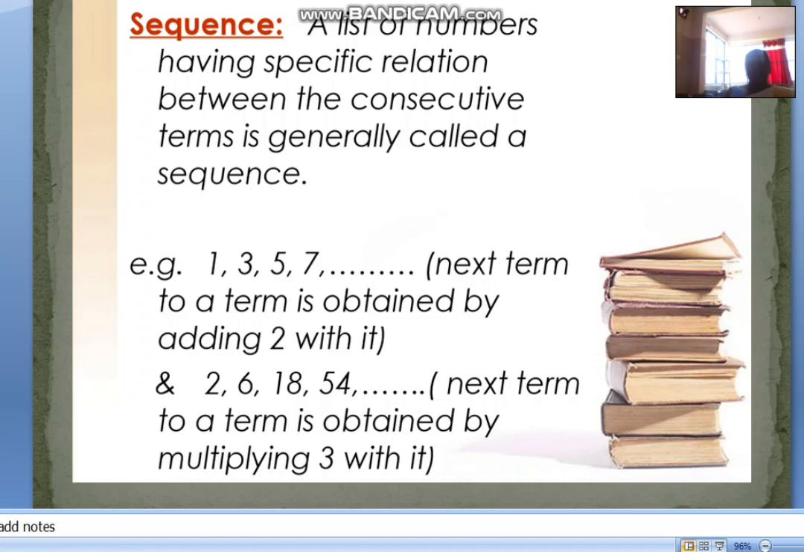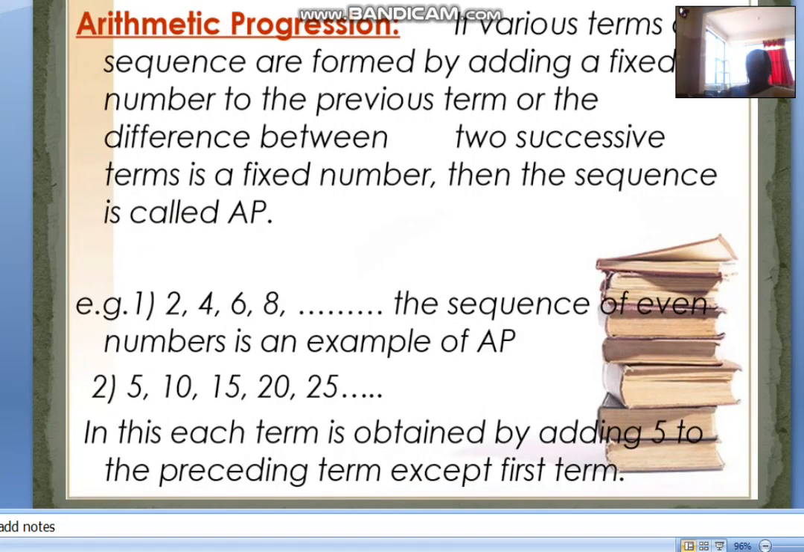Here in the second example, 2, 6, 18, 54. If you want to get the next term, you multiply the previous term by 3. 2 3s are 6, 6 3s are 18, 18 3s are 54, and so on. And next we'll go for arithmetic progression.